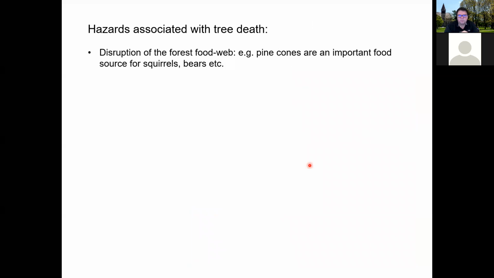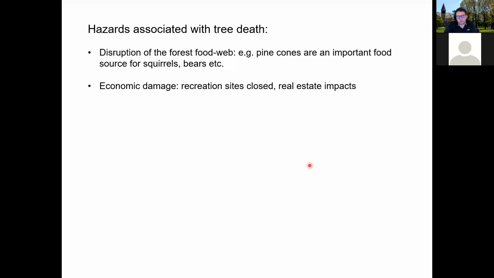We disrupt the food web. The pine cones are an important thing for food and for squirrels and bears. Obviously, you lose recreation sites, your real estate impacts. The economic impact is really great.